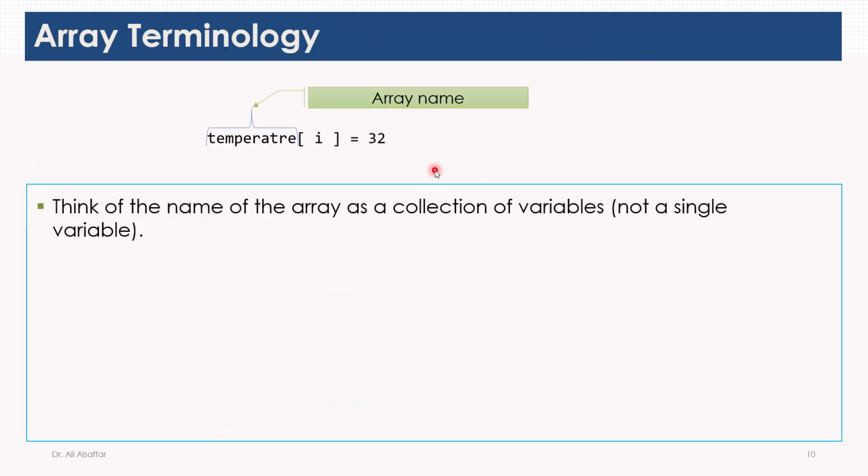After knowing how to declare an array and how to allocate space in the memory for the array, let us see how we can use the array. Let us give some terminology to the components of the array. When you mention only the name of the array, you can think of the name of the array as a collection of variables. It is not a single variable that you can deal with as a regular or ordinary variable.